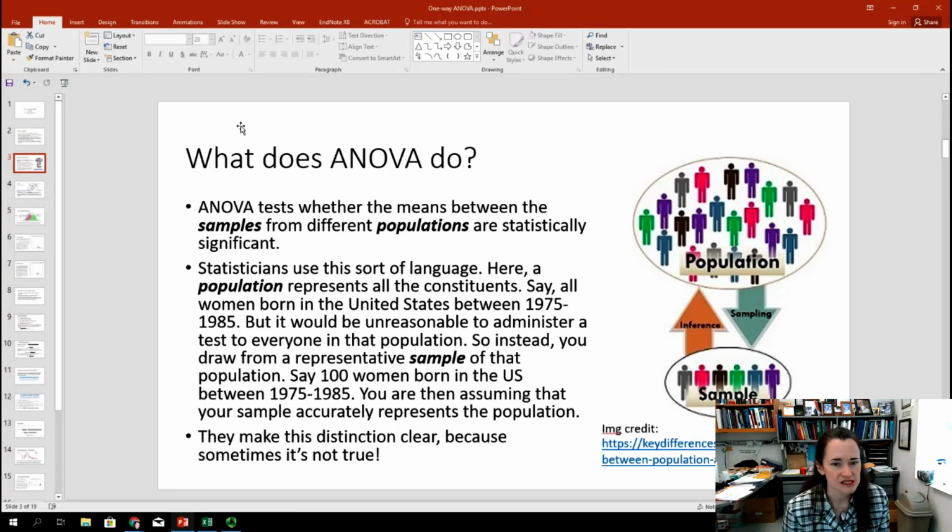But it would be unreasonable to administer a test to every single person in that population. That would just be unreasonable. It would be expensive and super time consuming. So instead, what's commonly done is that you draw from a representative sample of the population. And you might test, say, 100 women that fall into that population. So that's your sample, okay? You're then assuming something. You're assuming that the sample that you've taken accurately represents the population. Now sometimes that's not true. So that's why statisticians are very careful to make the distinction between a sample and a population.